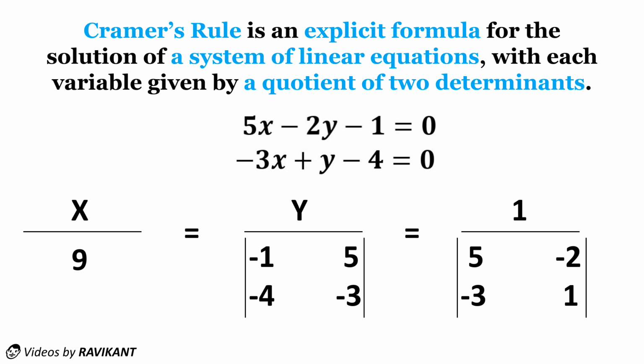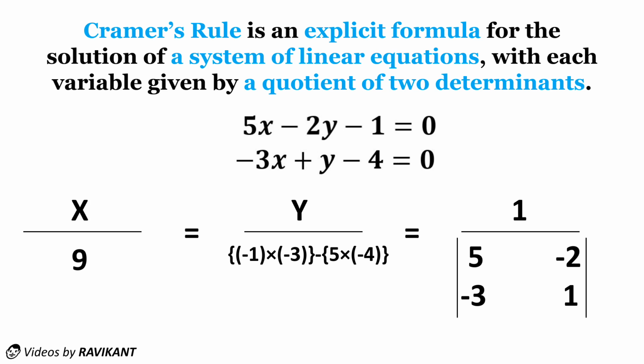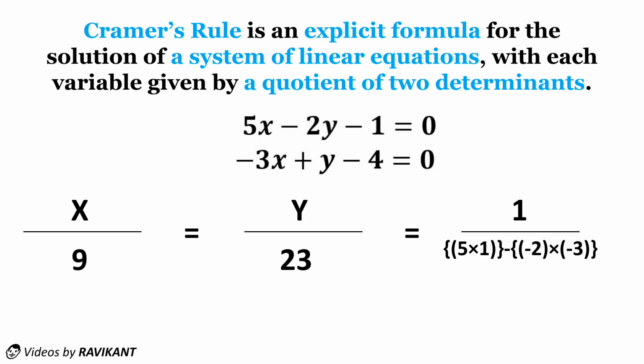Now from the second determinant, multiply minus 1 and minus 3, minus, then multiply 5 and minus 4. Then we have the following equation. After solving, we get 23. And from the last determinant, multiply 5 and 1, minus, then multiply minus 2 and minus 3. Then we have the following equation. After solving, we get minus 1.